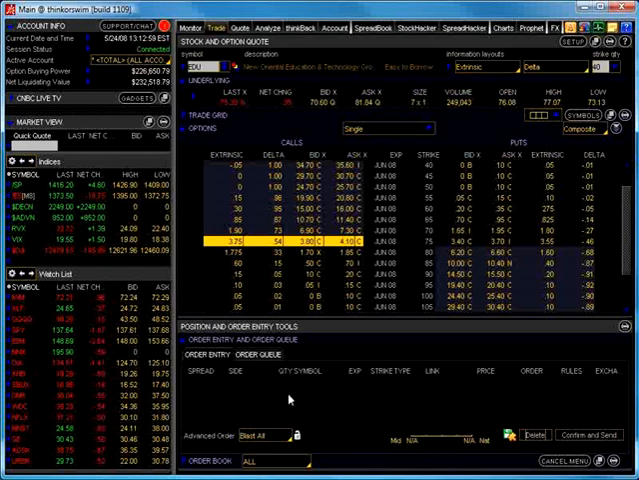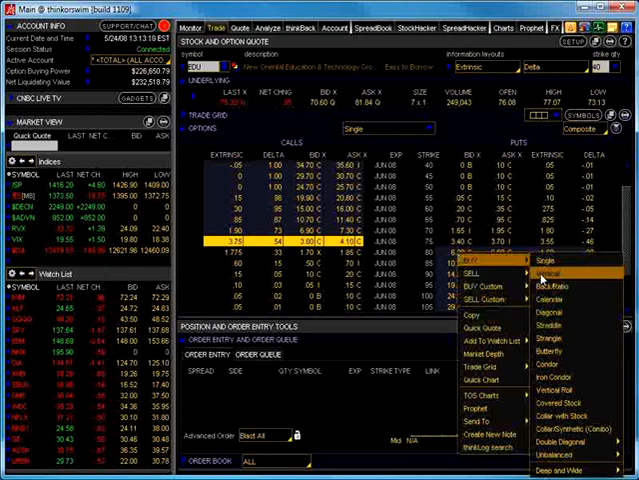So that is a vertical spread. That is a simple vertical spread where you're purchasing one call and selling another. We can do the same thing on the put side. We can also buy a vertical spread on the put side.